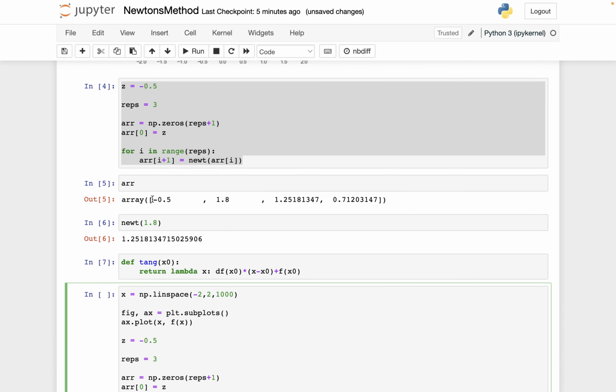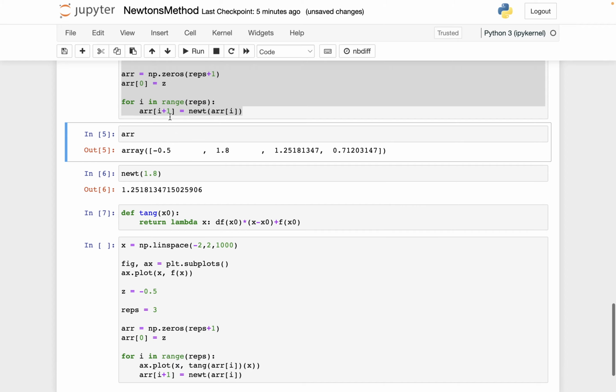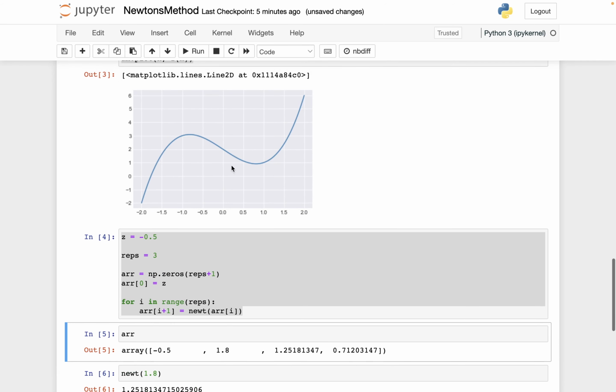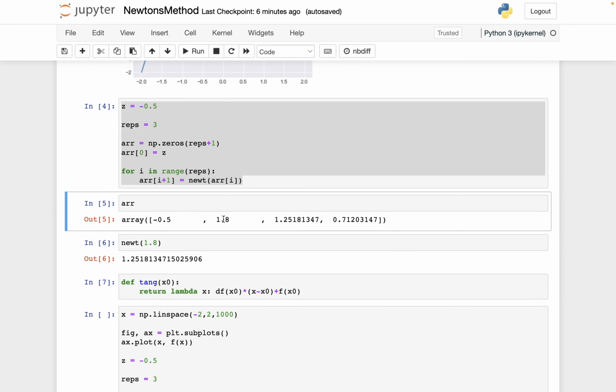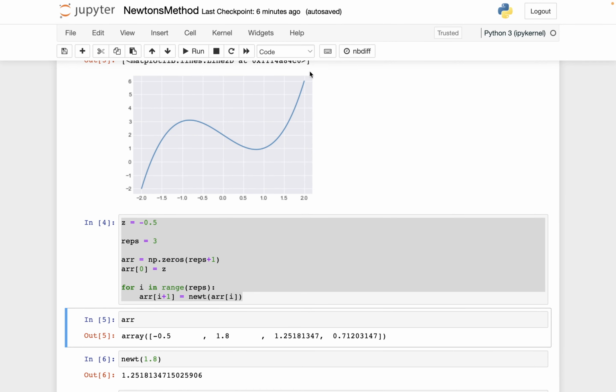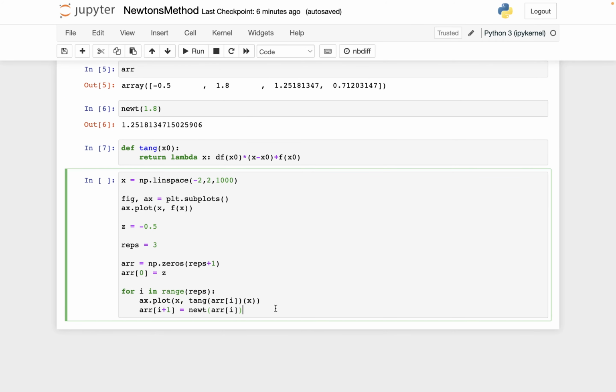So for example, when i equals 0, arr bracket i is negative 0.5, and I'm finding the equation of the tangent line at negative 0.5. I'm finding the function that represents this tangent line. And then when i equals 1, arr bracket i is 1.8, and I'm finding the function that represents the tangent line at 1.8. Let's see if I manage to do this without making a mistake.